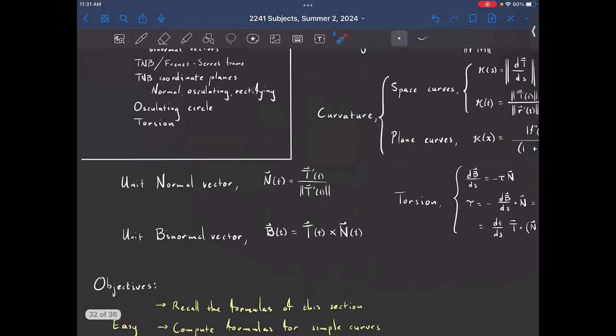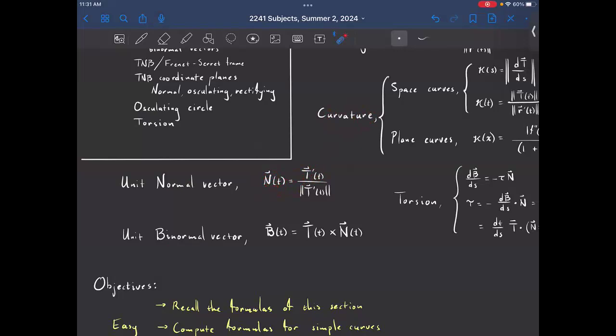All right. Next up, we've got our unit normal and binormal vectors. The normal vector is the unit vector in the direction of change of the tangent vector. So this is related to the curvature. The curvature is the magnitude of the change, and the normal vector is just the direction of change.